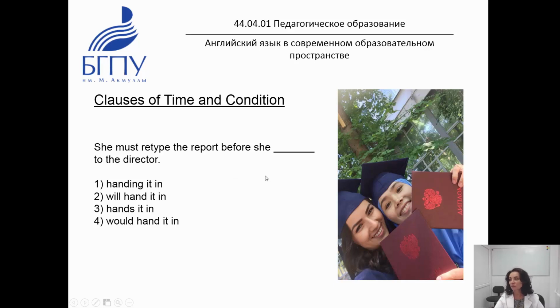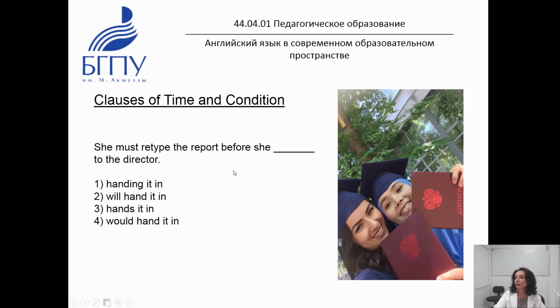Прежде чем передаст. In Russian, we use the future tense, but this is the clause of time, since it is introduced by the conjunction before. And according to the grammar rule, in the subordinate clauses of time and condition, to render the meaning of futurity, we should use the present simple tense. That's why the variant hands it in is the only right variant.